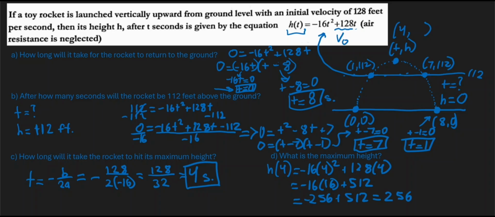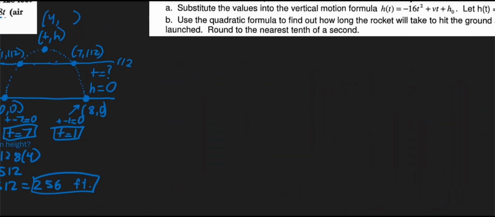So we know that the maximum height that the rocket reaches would be 256 feet, and it reaches that height after 4 seconds. So part C and part D would be a combination that tells us what the vertex is for the parabola, and the vertex in this context would be the time and the height that the rocket is at the maximum point. All right, so that's number 2. Let's move on to number 3.